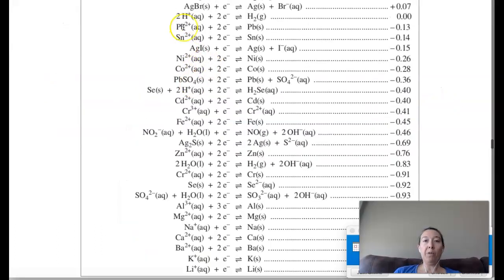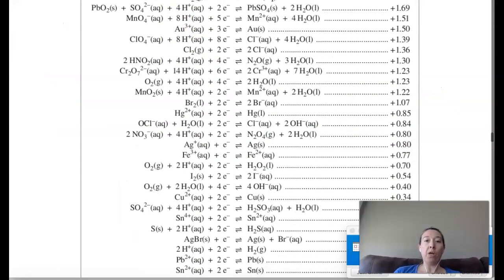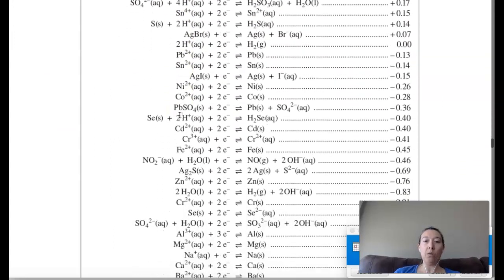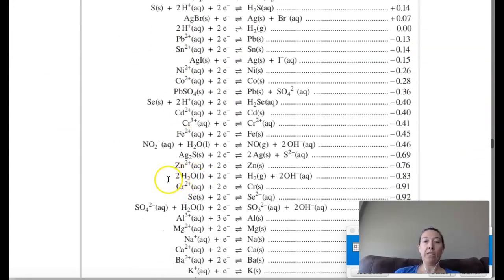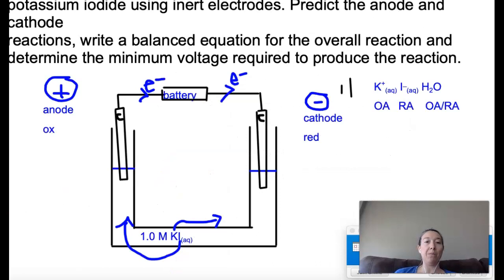Okay, so we go to our data booklet, we start at the top on the OA side, we start scanning our way down. First one we hit is going to be the water, right? The K+ isn't until down here. So that means water is going to be my SOA. Here we go. So water is going to be that SOA, right? So that means I know what half reaction is happening over here.